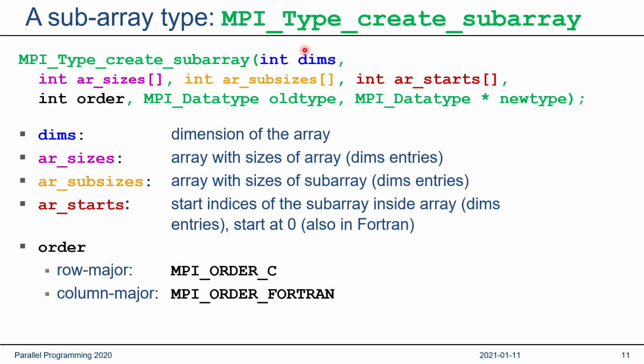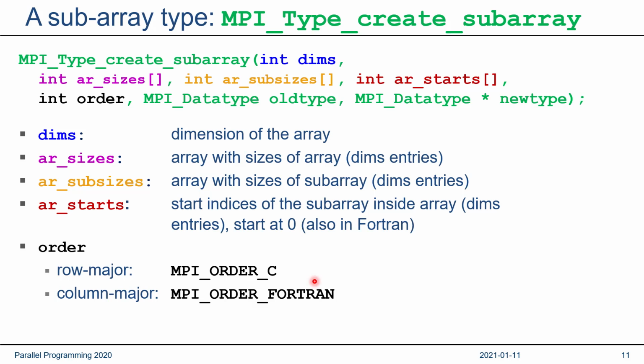The subarray call requires a dims argument, which is the dimension of the array: 1, 2, 3, 4, whatever. AR sizes is an array with the entries that hold the size of the array in different dimensions. The subsizes array, AR subsizes, designates the size of the subarrays we want to address in the different dimensions. And AR starts indicates the starting indices of the subarray inside the whole array. So it has as many entries as there are dimensions in the array.